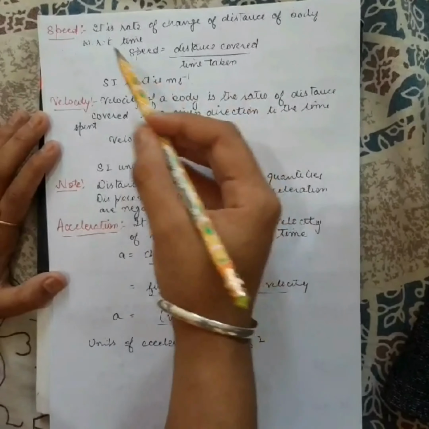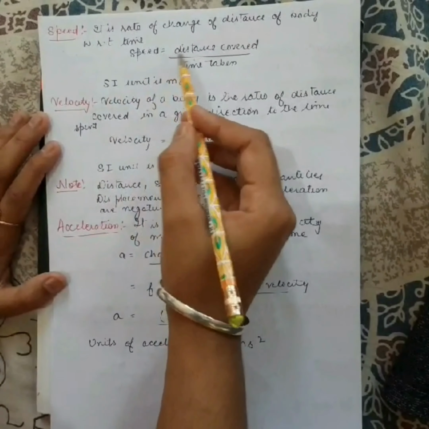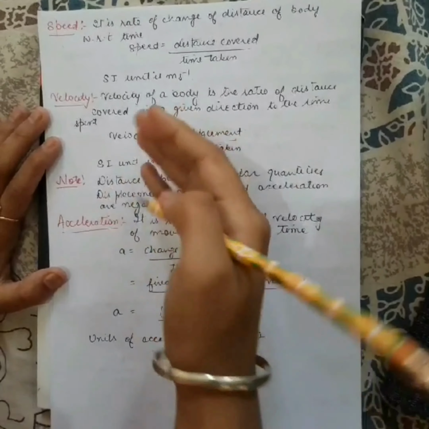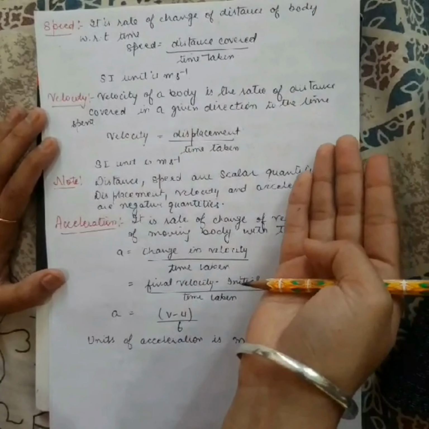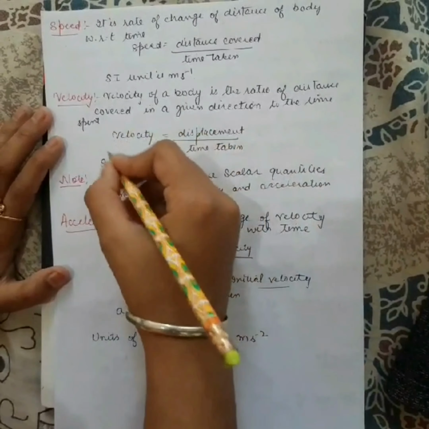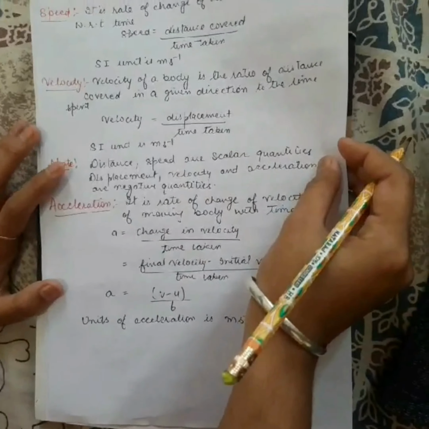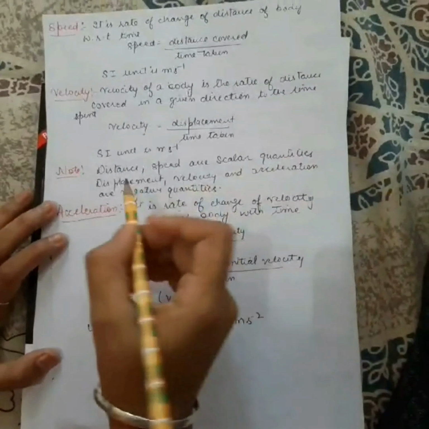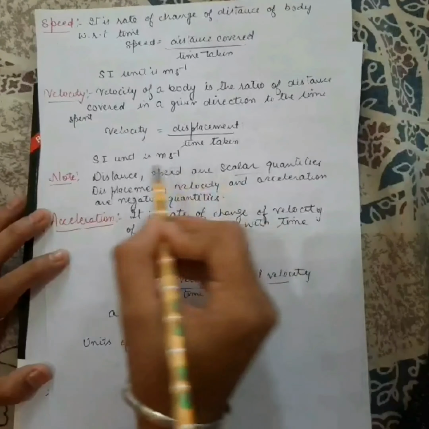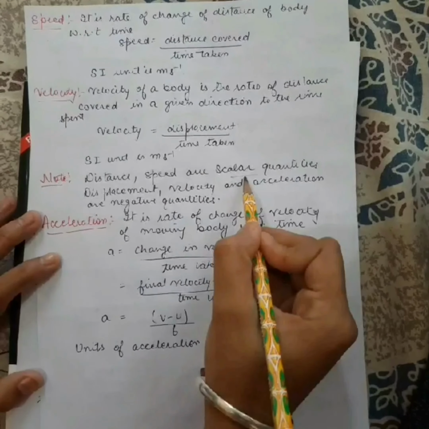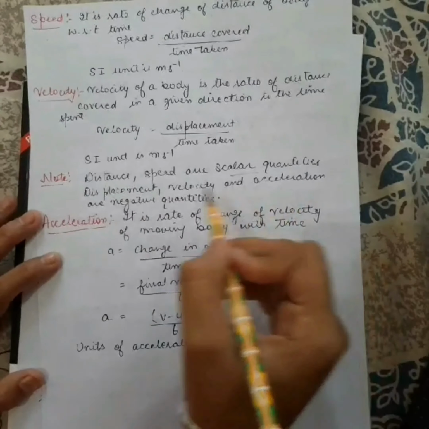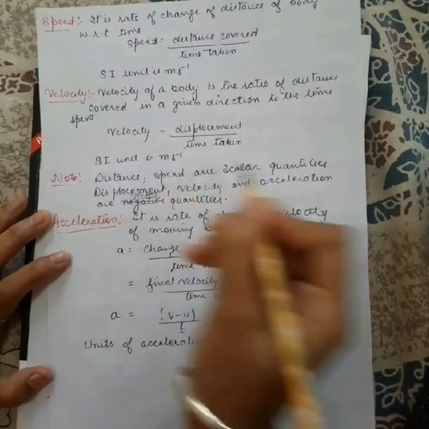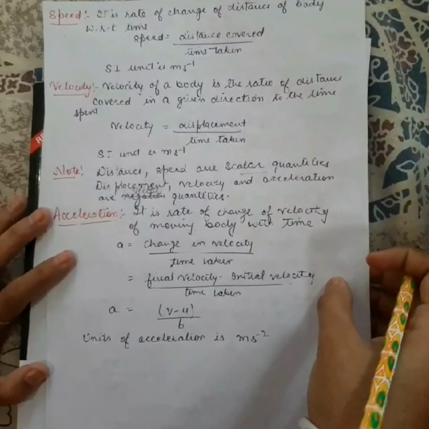Velocity is the same as speed, but the difference is that we are taking the displacement. So velocity is the displacement covered by a body with respect to time, and the SI unit is the same as that of speed. So distance and speed are scalar quantities because they don't have a direction, and displacement, velocity and acceleration are vector quantities because they have some direction.